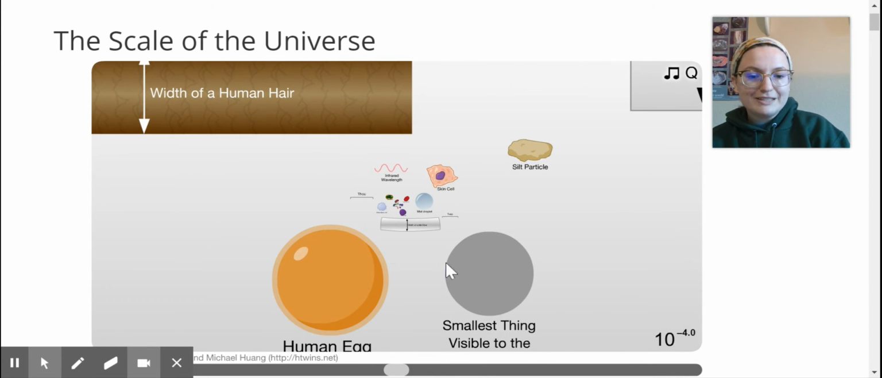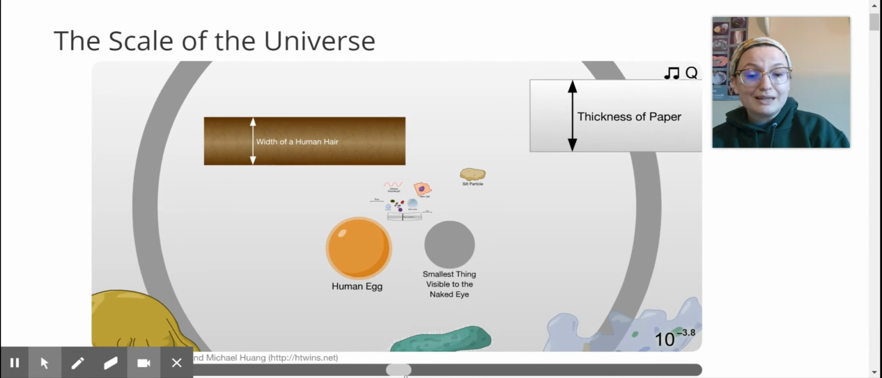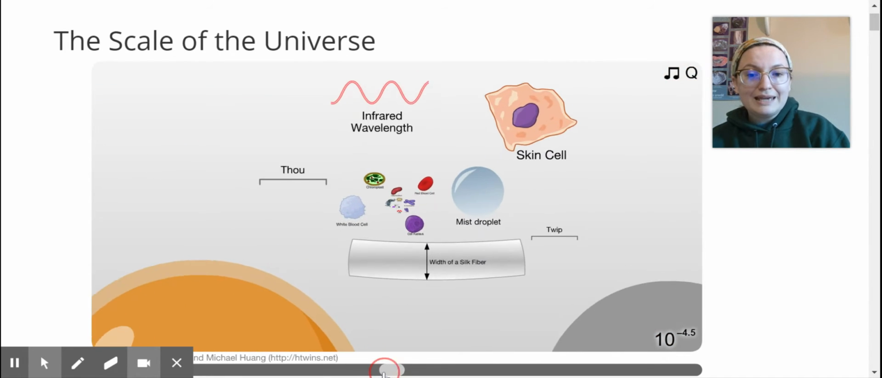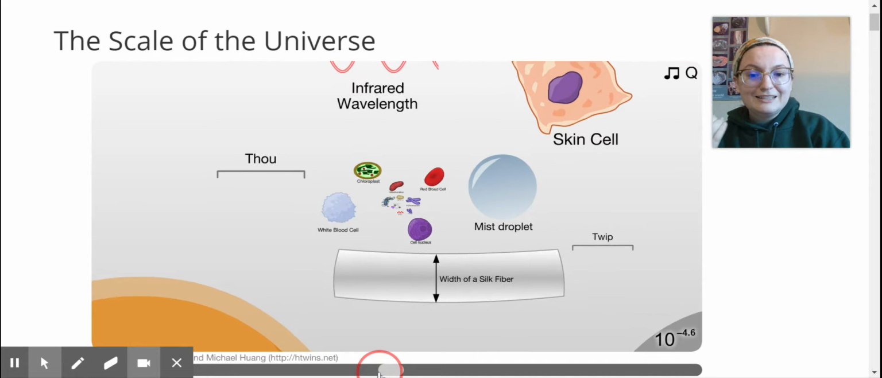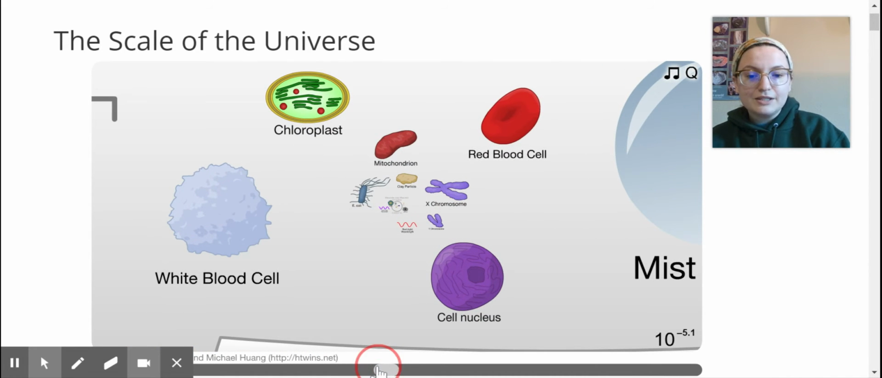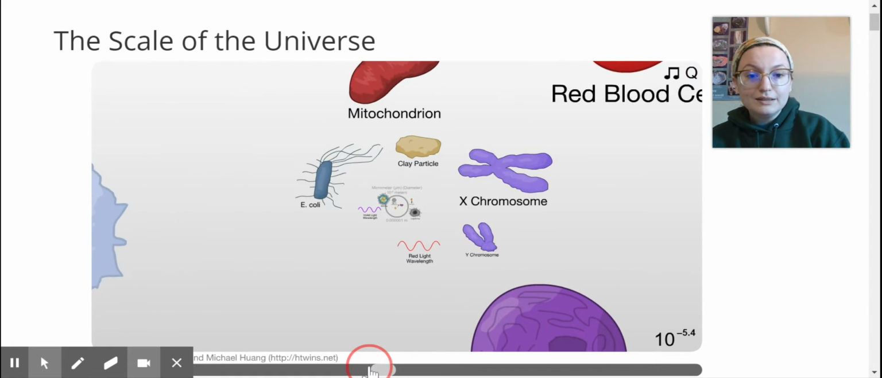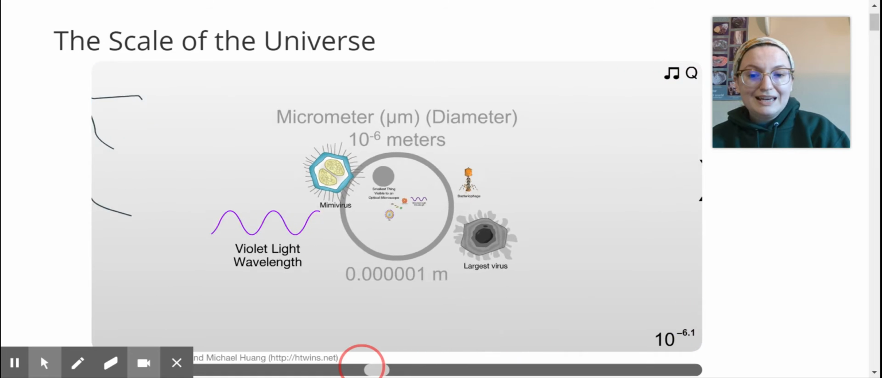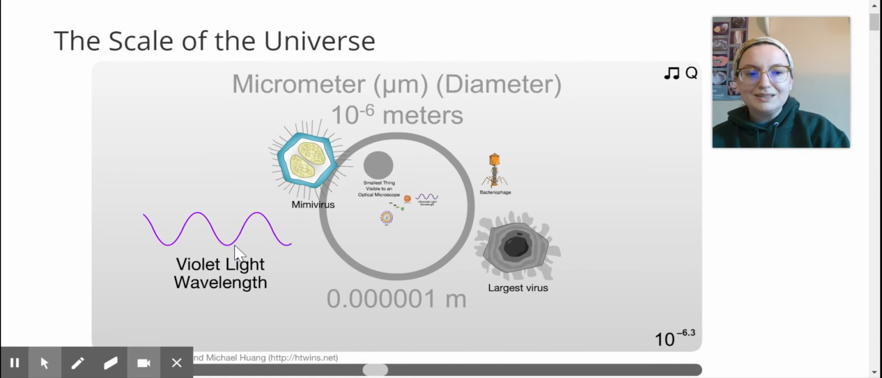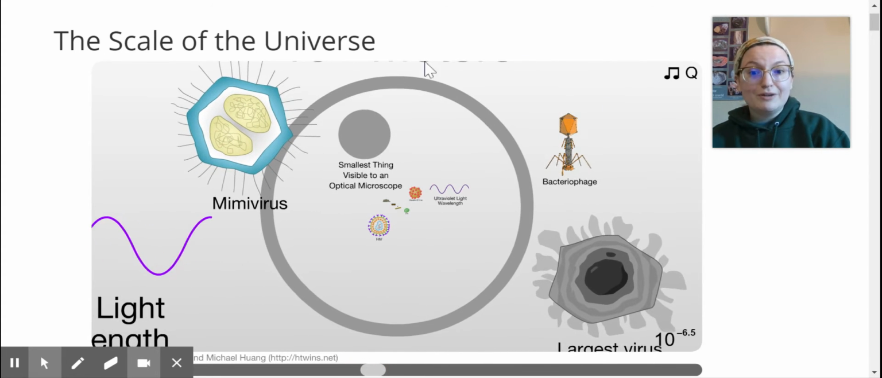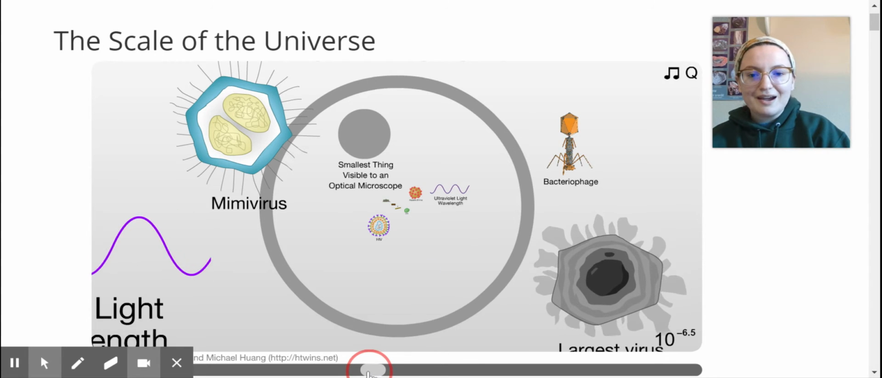Here's the smallest thing visible to the naked eye, so without using a magnifying glass or a microscope. And now we're going to go down to stuff that we can't see on our own. Skin cells, white blood cells, a red blood cell, lots of things that you might have looked at in biology. Chromosomes, human chromosomes. Different wavelengths of visible light, so different colors of light. Viruses, so coronavirus would be somewhere around here in terms of size.